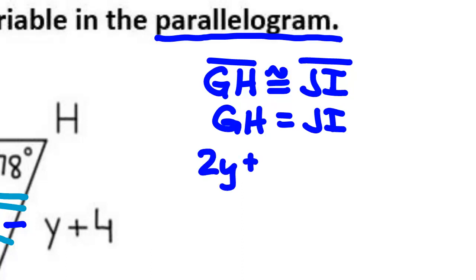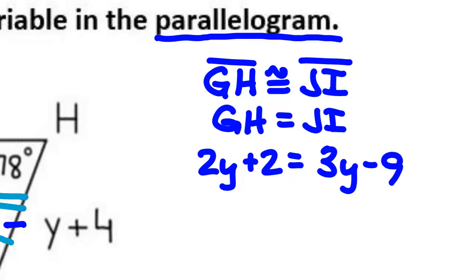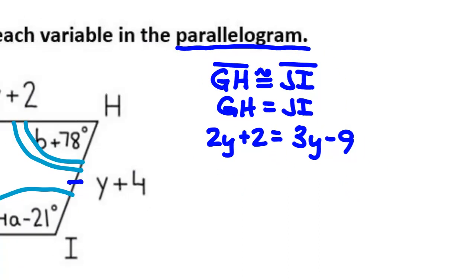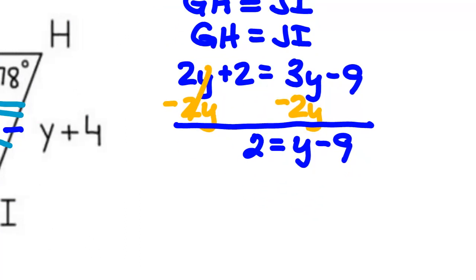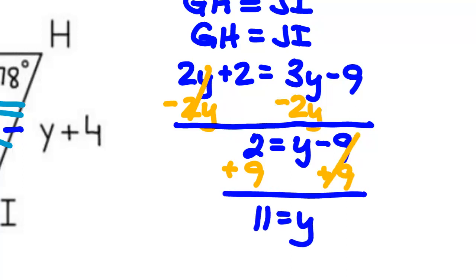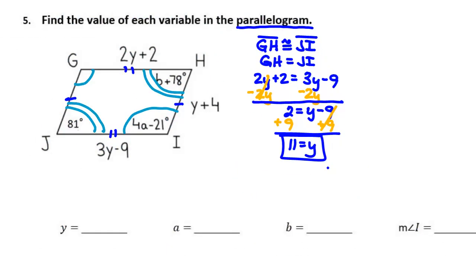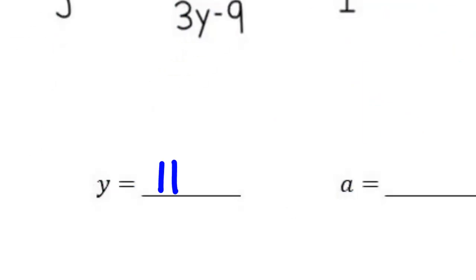So 2y plus 2 is equal to 3y minus 9. Next thing I want to do is get my y's to the same side. So I'm going to subtract 2y from both sides. So I would have 2 equals 3y minus 2y is 1y. So that would be y minus 9. And then I add 9 to both sides to get the y all by itself. And I get that 11 is equal to y. So that's my answer for y.